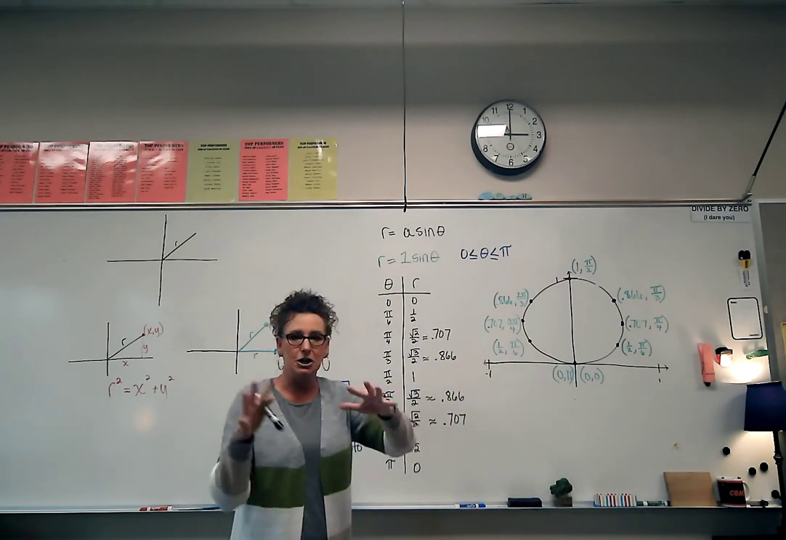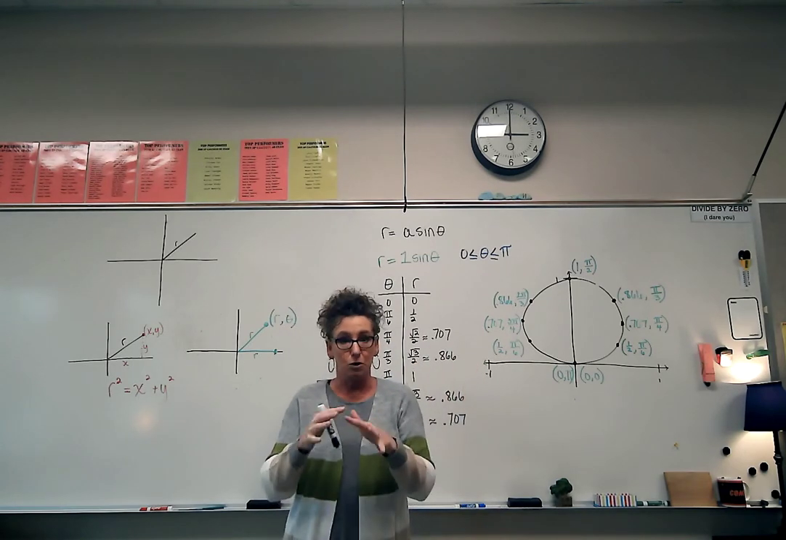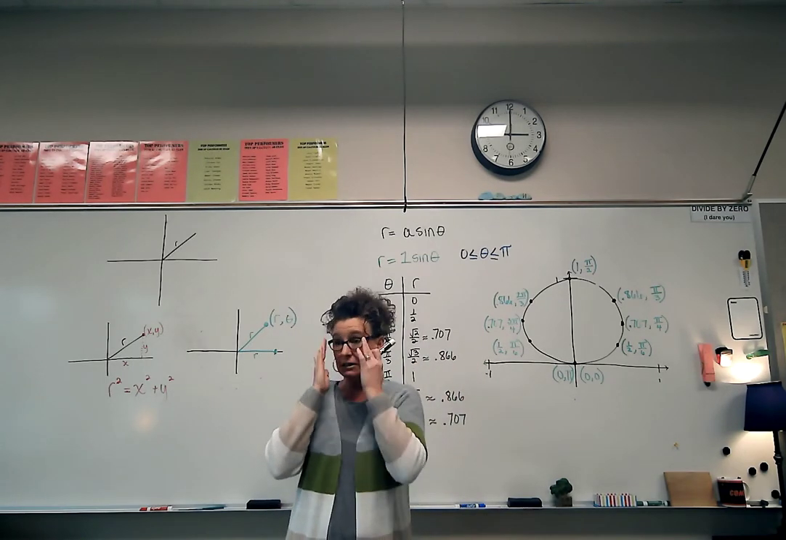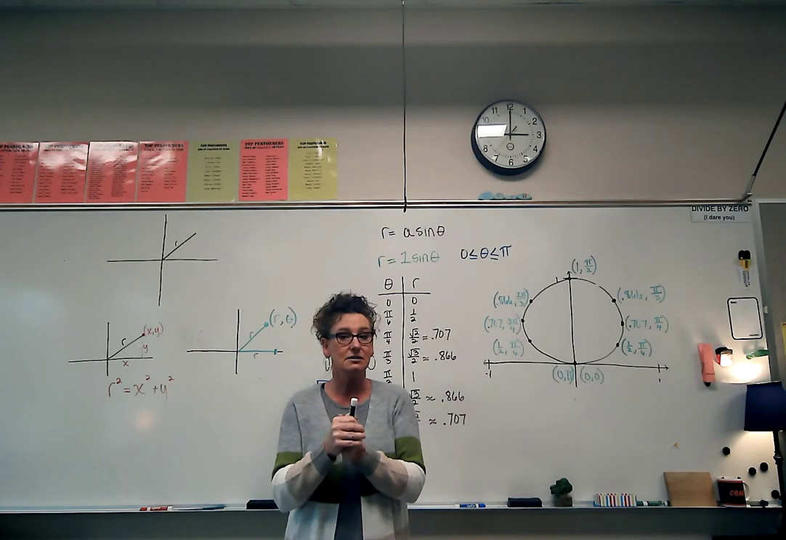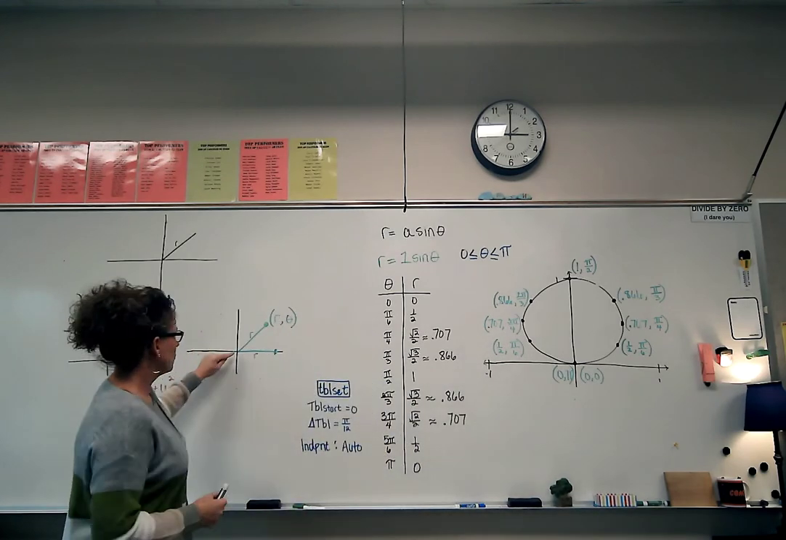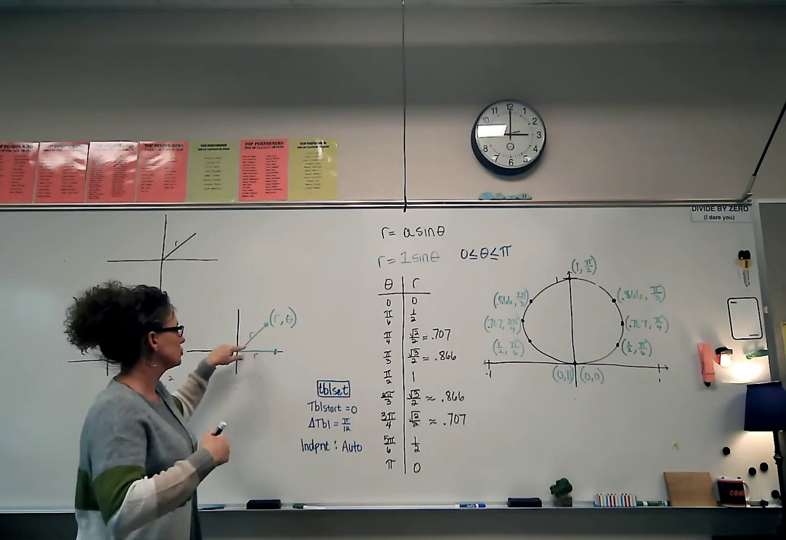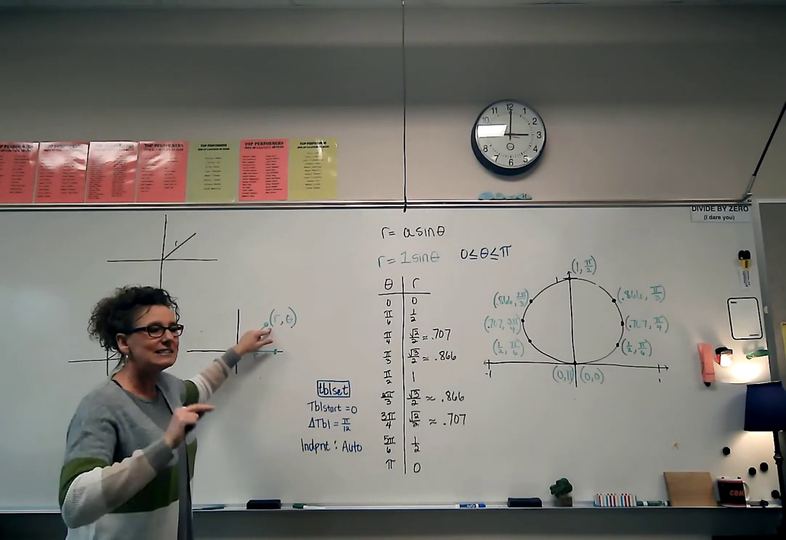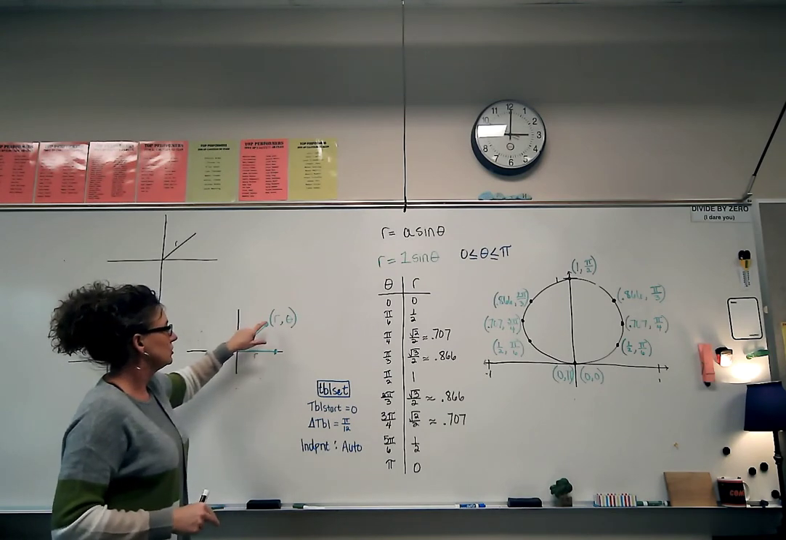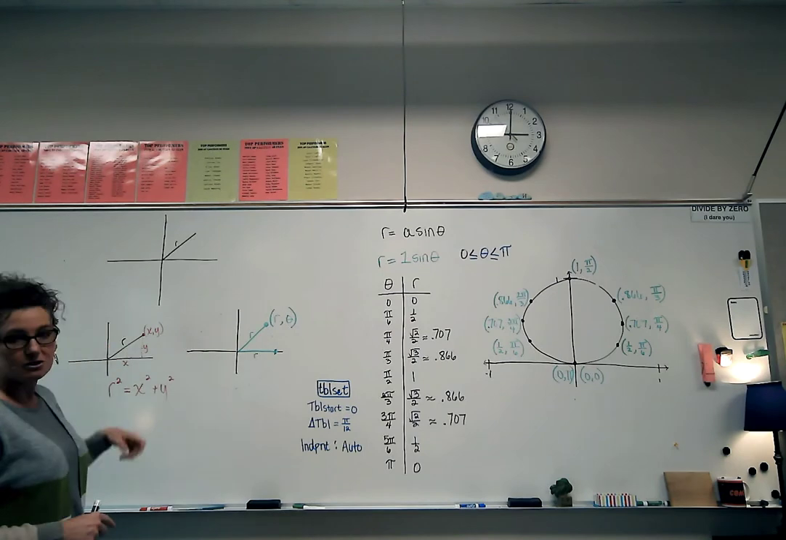So here's what I'd like you to do. I'd like to shift your thinking. When we're polar graphing, R doesn't necessarily represent the radius of the circle. R represents the distance from the origin to our point on a function. R represents the distance from the origin to the function. From the origin to the function.